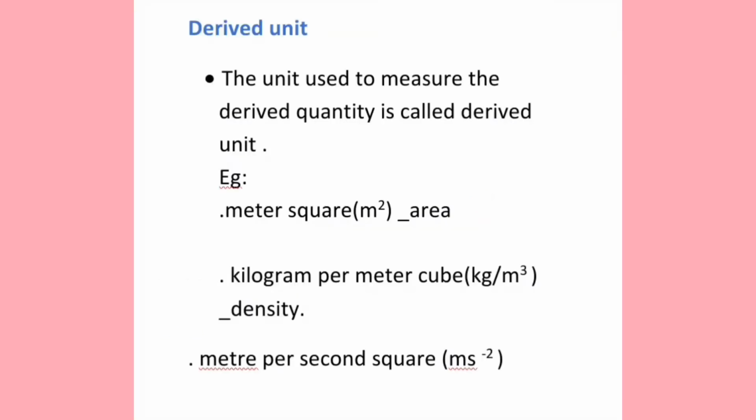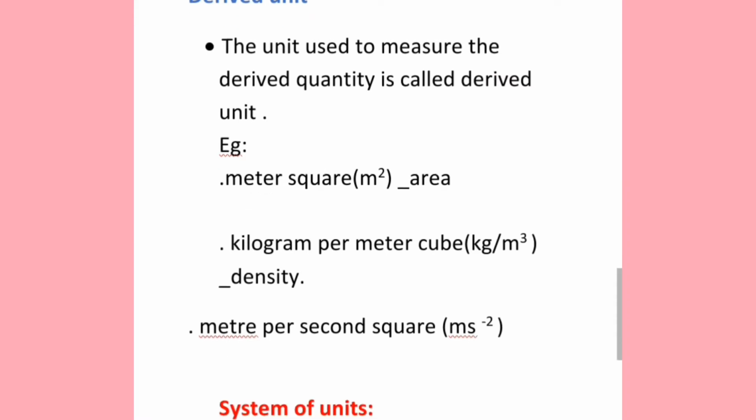On moving further to derived units, the unit used to measure a derived quantity is called a derived unit. Derived units are those which depend on the fundamental units. Okay, derived units depend on the fundamental or basic units, or can be expressed in terms of fundamental units. A combination of fundamental units is called a derived unit.